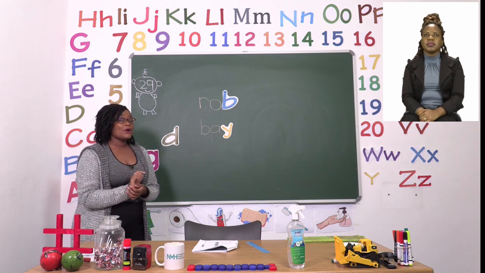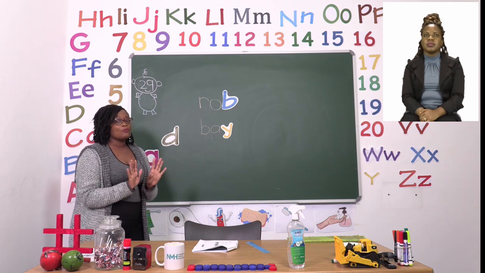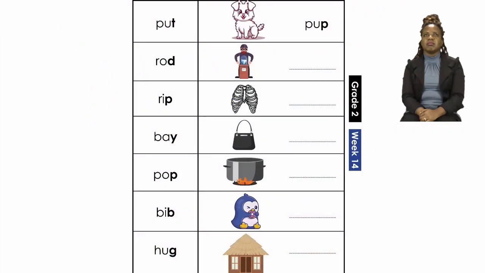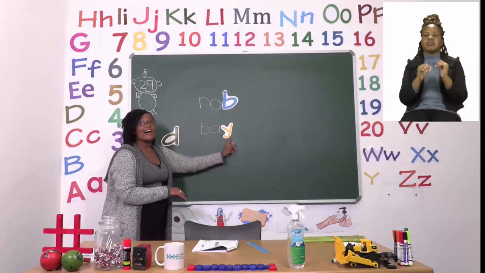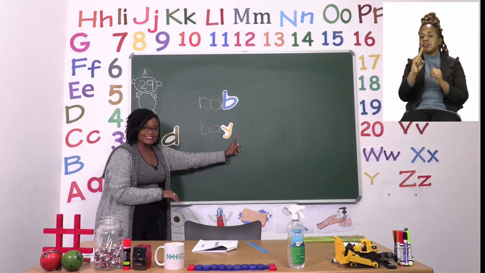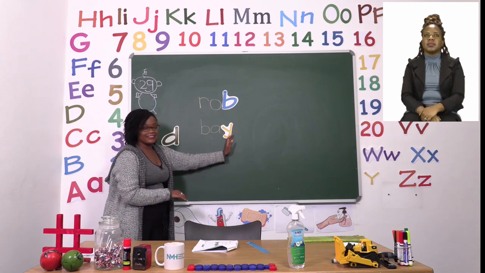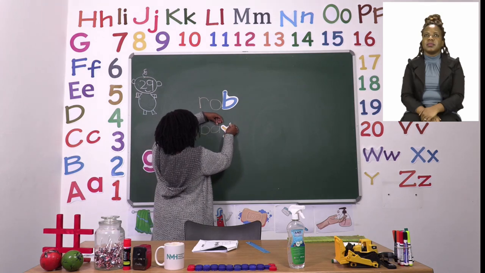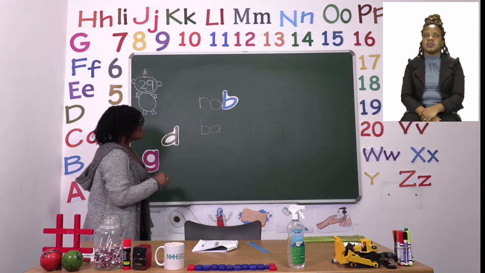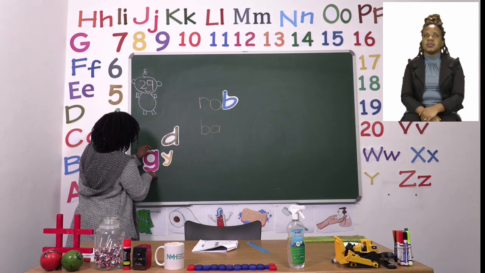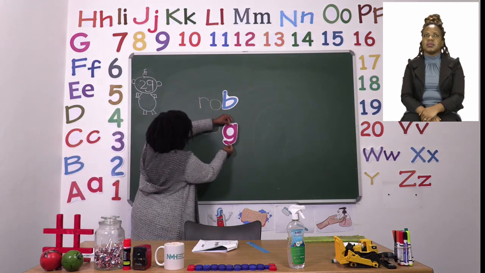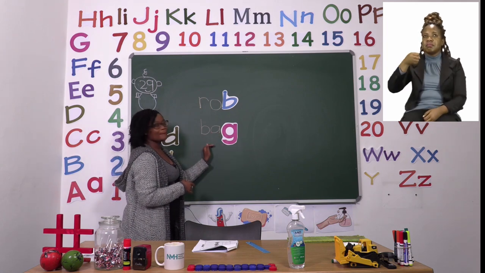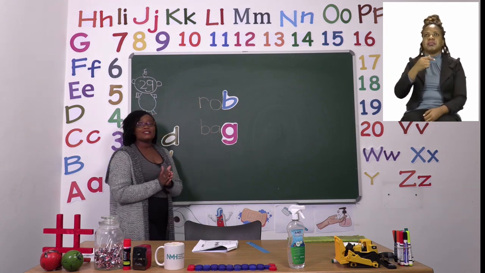Now the next one, we can see that there is something that mostly women have to put all their things in and they use it, but the word we have is the word bay. So bay needs to change by removing the y. And we're going to use the picture to change bay into bag. B-a-g, bag. So I want you to do the same.